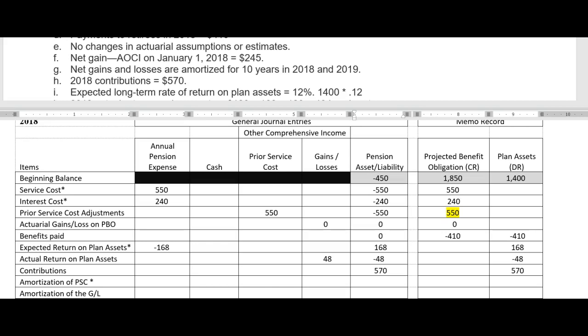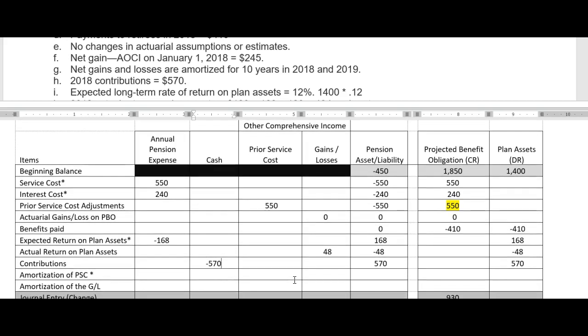Then what else has to happen? Well, cash has to go out because we're moving cash. And this is the reason this cash column's here, to show the offset. We're going to credit our cash and debit our plan assets. Okay, that's going to help fix this underfunded. Won't completely fix it, but it'll help fix it somewhat. All right. That defines all the plan assets.